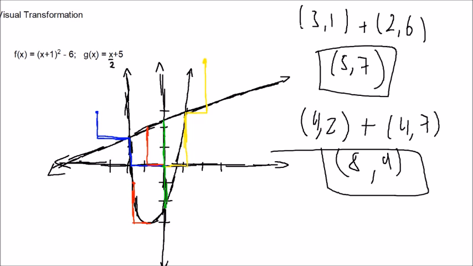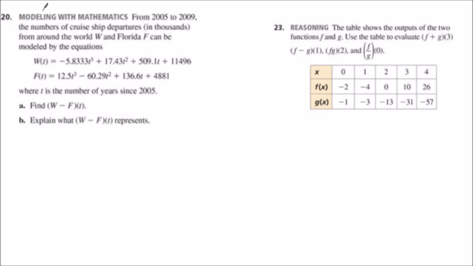Oh god, sorry. Okay, modeling mathematics. From 2005 to 2009, the number of cruise ship departures in thousands are modeled by these equations, where t is the number of years since 2005. Find W minus F of t. Oh god. I'm just going to do this. I'm really lazy, I'm sorry.